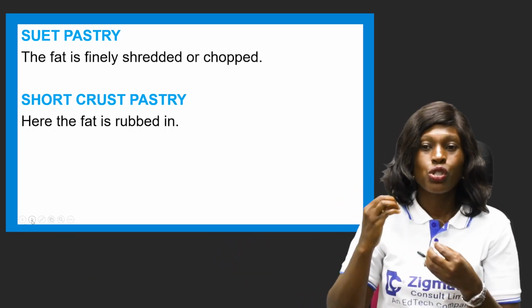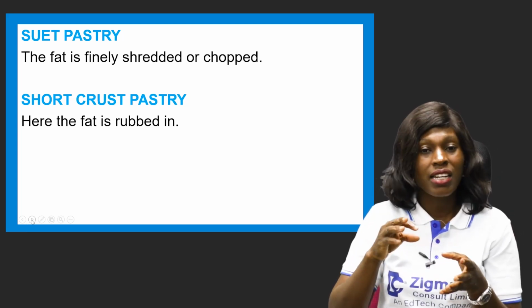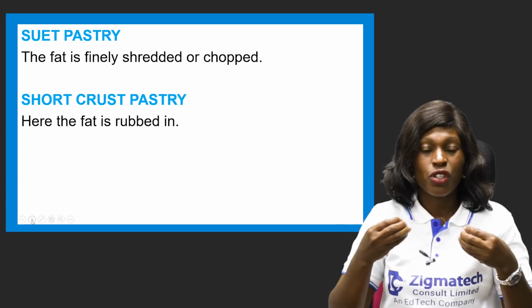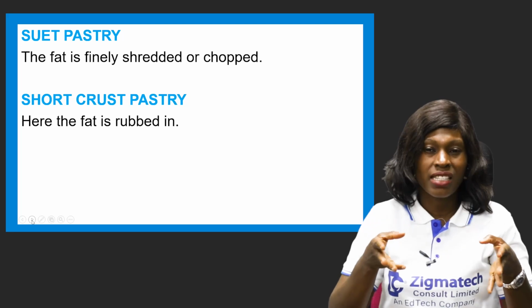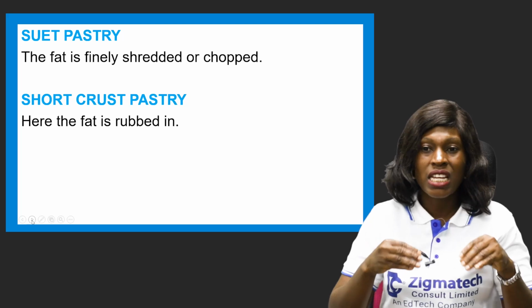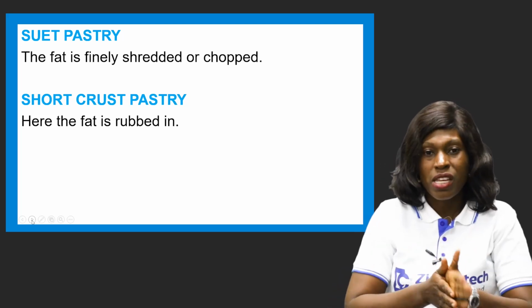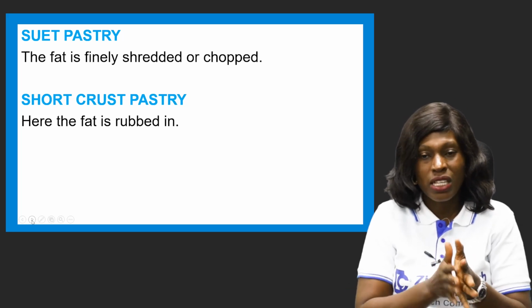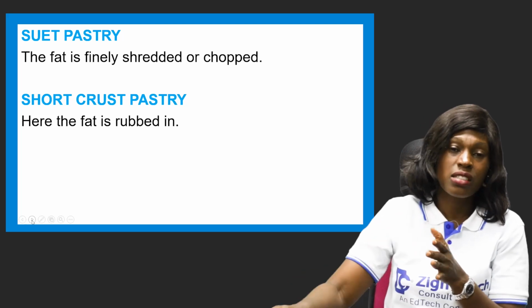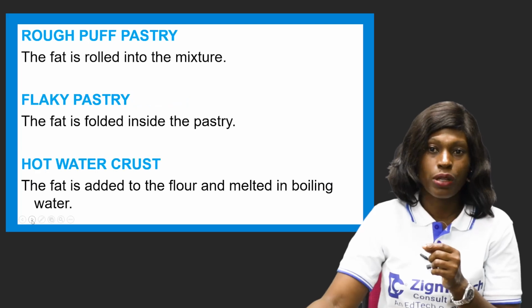Now we also have the short crust pastry. Short crust pastry is very common, and we use it for our meat pies, fish rolls, chicken pies, and all of that. Here, the fat is rubbed into the mixture. So you rub them in together when you're mixing them. This is referred to as the short crust pastry, and it is the most common when it comes to pastry.